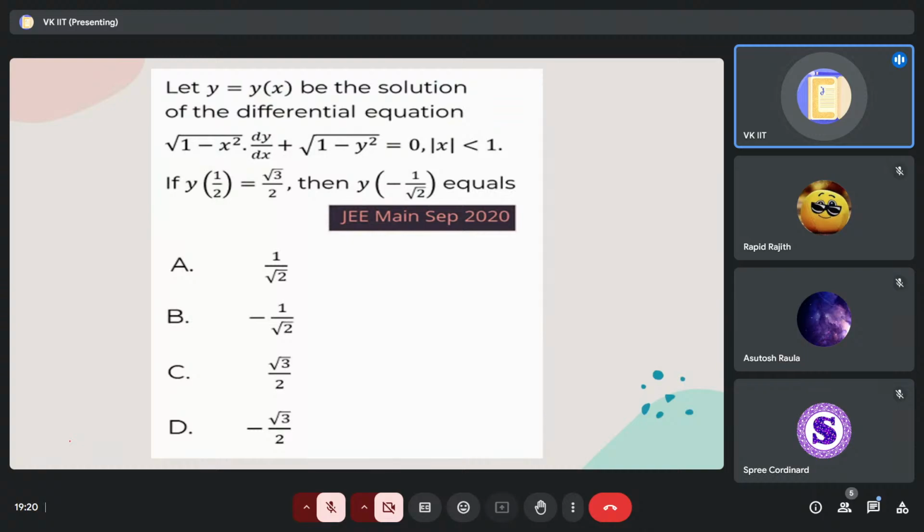So I said to you already, if it is given like this, y of 1 by 2 already given, right? So means at x is equal to 1 by 2, they are giving you the value of y. Okay. So this means that at x is equal to 1 by 2, y value is root 3 by 2. So first you have to find out the y from the differential equation.